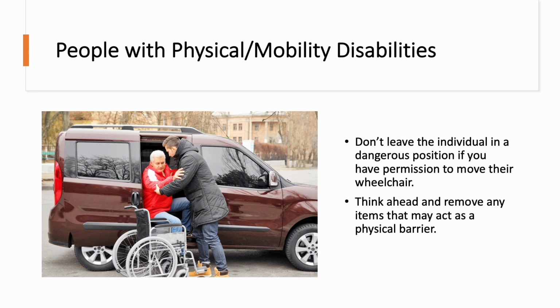Don't leave the individual in a dangerous position if you have permission to move their wheelchair. For example, leaving the individual facing a wall or in the path of opening doors. And think ahead. Remove any items that may act as a physical barrier. For example, boxes are left in an aisle.